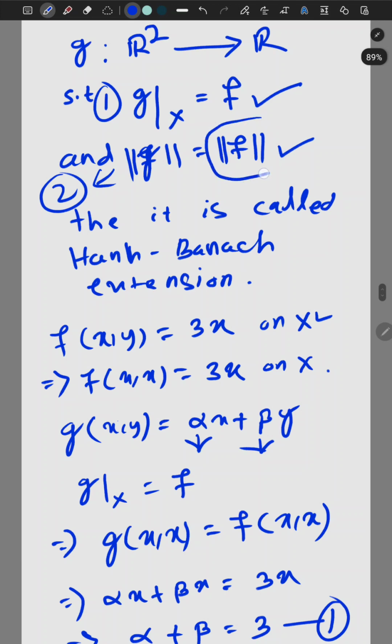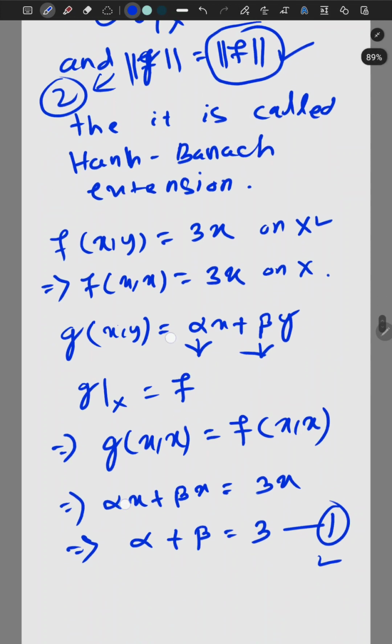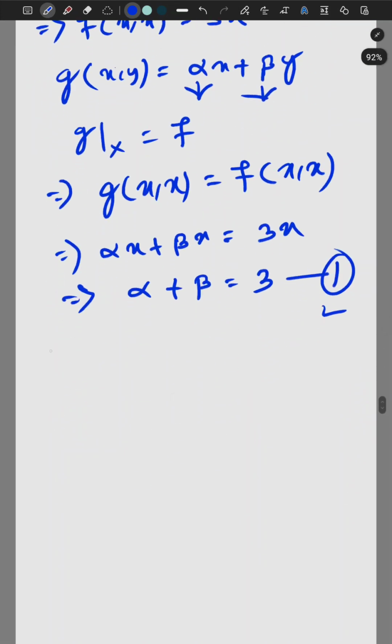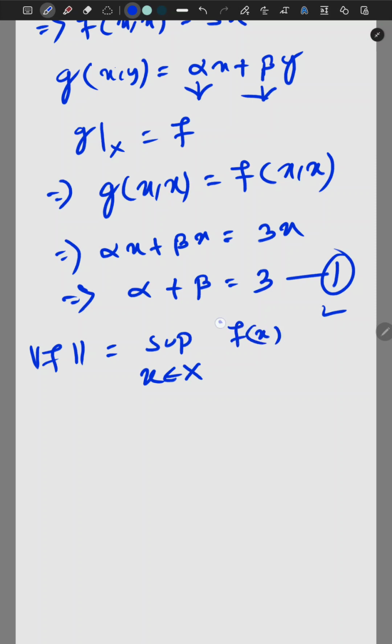First of all we have to know the value of the norm of f. What is the standard definition of the norm of f? The norm of f is the supremum over x in the space where it is defined, of the modulus of f of (x, x) divided by the norm of (x, x). In general we write f of (x, y) divided by the norm of (x, y), but in the space X, y is equal to x, so it is (x, x).